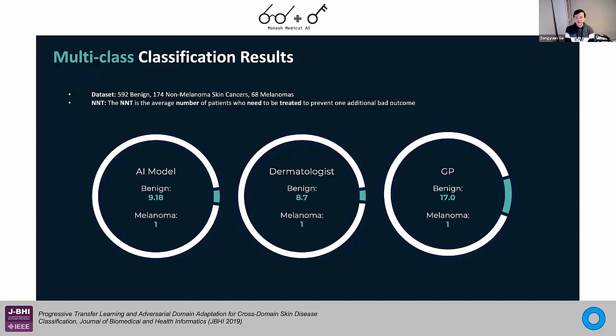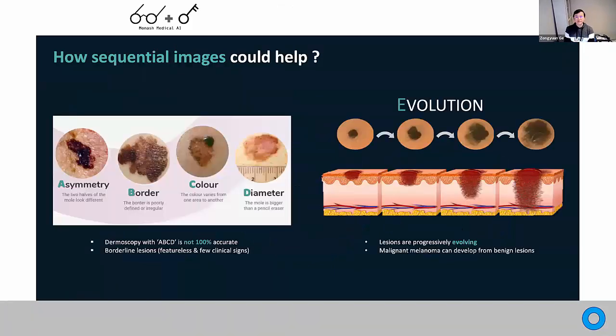So the best performance we got so far by viewing by specialists in the secondary care space is a benign to melanoma ratio of 8.7. So the lower the better. There's still lots of false positives going on, as you can see, but it's way better than the GP, where the benign to melanoma ratio for excision is about 17 versus 1, right? So that result has been published in a recent medical journal. So that's a preliminary study.